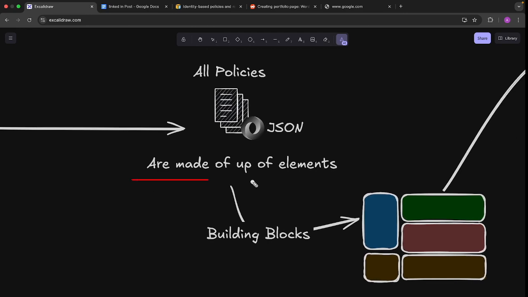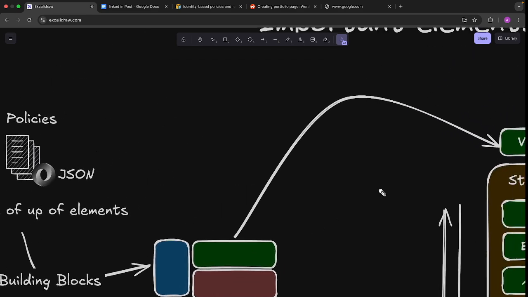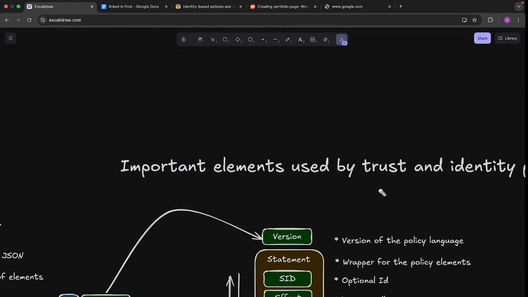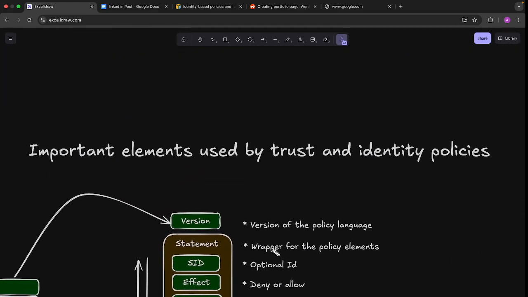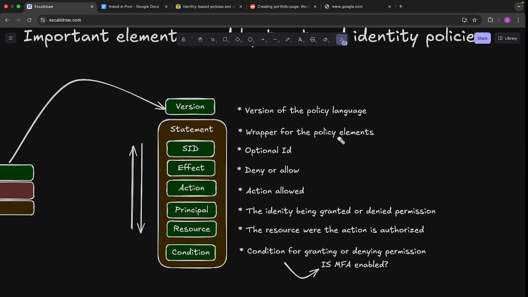All of these policies are written in JSON, and the JSON file itself is made up of elements. Elements are the building blocks of the policy. They contain the data that make up the JSON policy. There are important elements that are used by both the identity and trust policies. We have the version, the statement, SID, effect, action, principal, resource, and condition. The version element is basically just the version of the policy language.